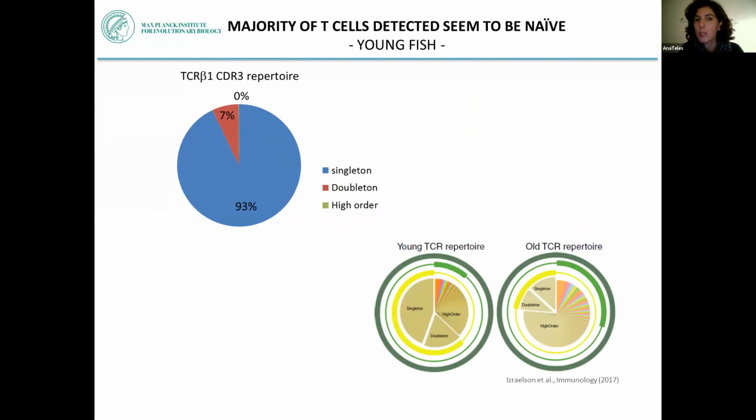For instance, the number of singletons is much higher when the individuals are young compared to when they are old. So this just shows that it's a naive cell repertoire.